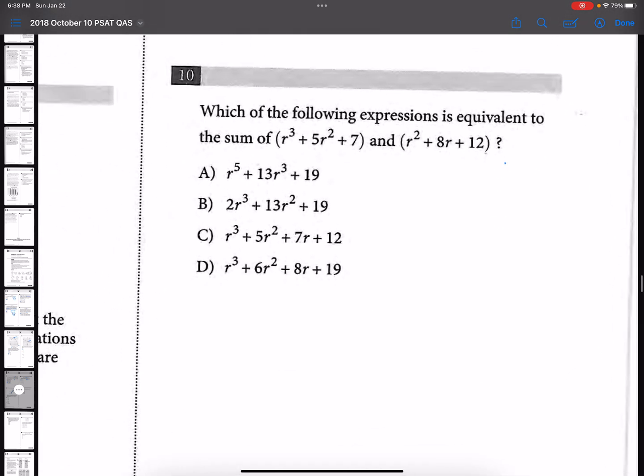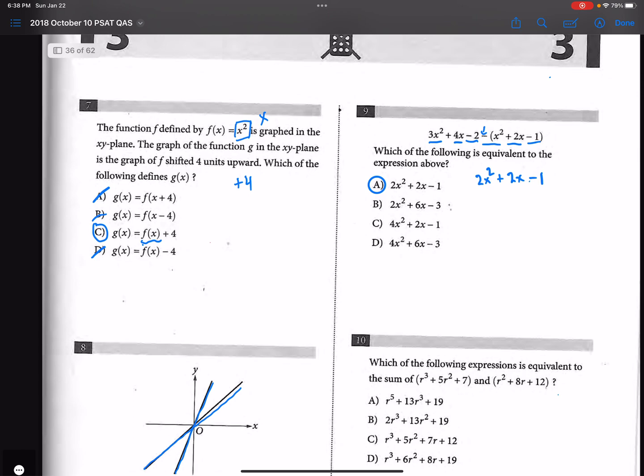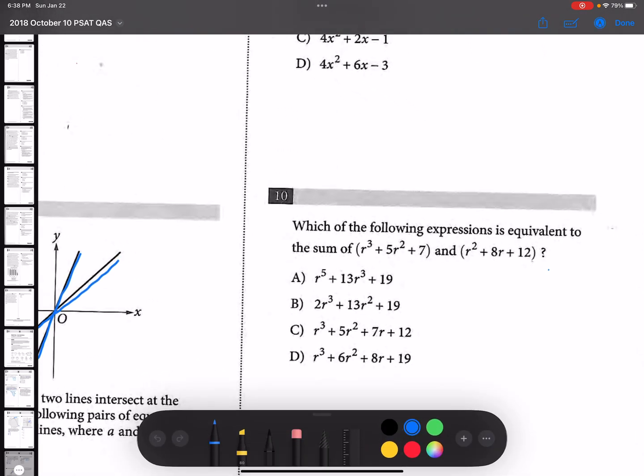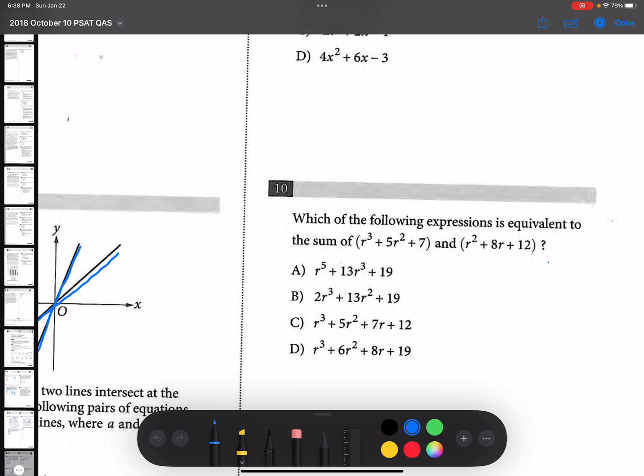So number 10, which of the following expressions is equivalent to the sum r cubed plus 5r squared plus 7? Okay, so it's asking sum. So r cubed is on its own. And then we have plus 5r squared plus r squared is 6r squared. And plus 8r. And 12 plus 7 is plus 19. So that means D is our answer.